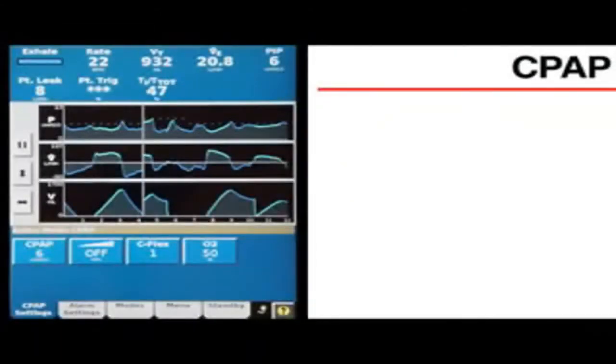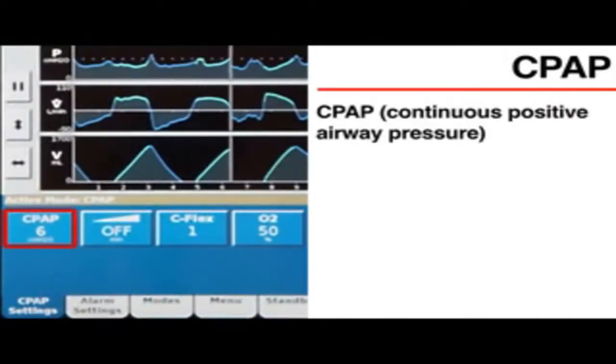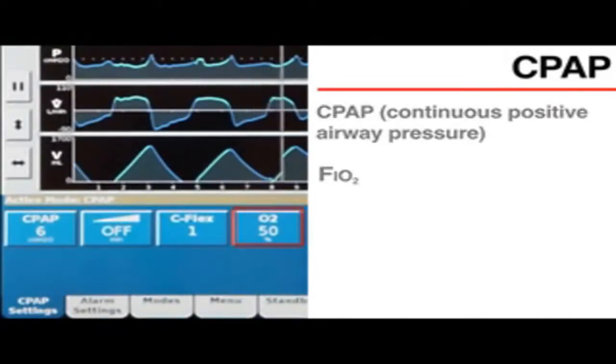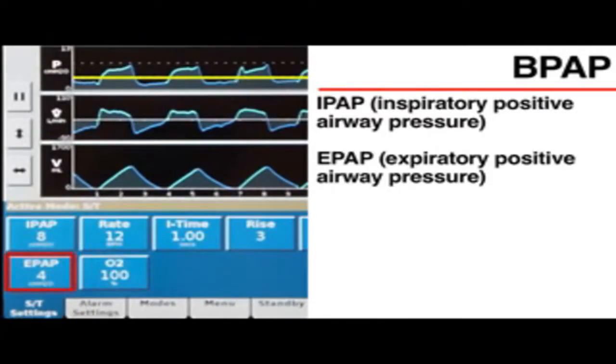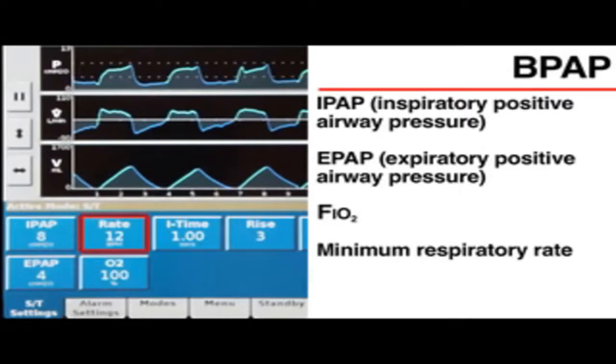In CPAP mode, the basic settings include CPAP itself as well as FiO2. In BPAP mode, the basic settings include IPAP, EPAP, and FiO2. BPAP is most often delivered in the combination spontaneous and timed, or ST mode, in which the settings also include the minimum respiratory rate and the inspiratory time, or I time.